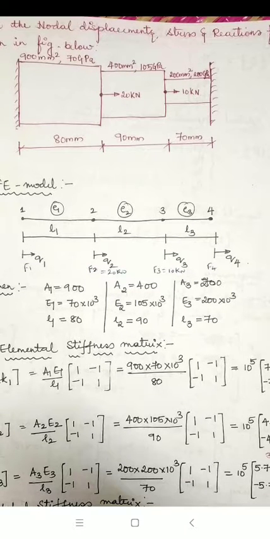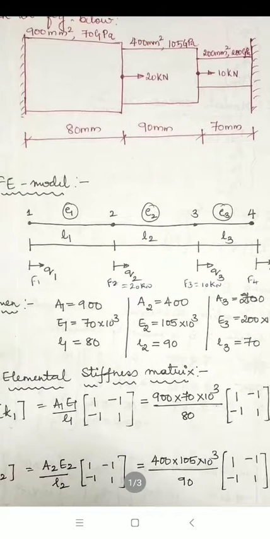They have given the cross-sectional area A for all the elements, the Young's modulus E value also, and the lengths of the elements also. The lengths of the elements are 80 millimeters, 90 millimeters, 70 millimeters, like this.